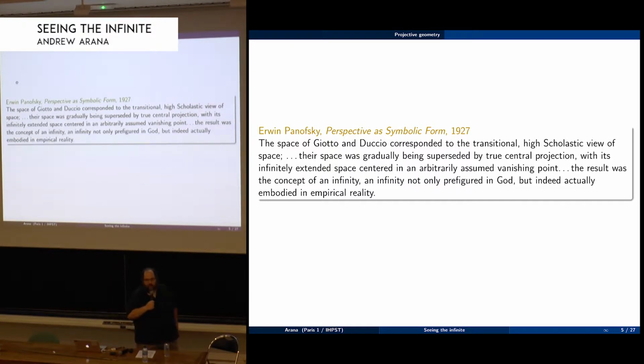And it's that last part that I wanted to focus on today, the idea that in these works of art which have taken on the methods of projection, we are able to embody the infinite. We can see the infinite. And I want to talk about how this idea, familiar to us from art, also has life in mathematics.